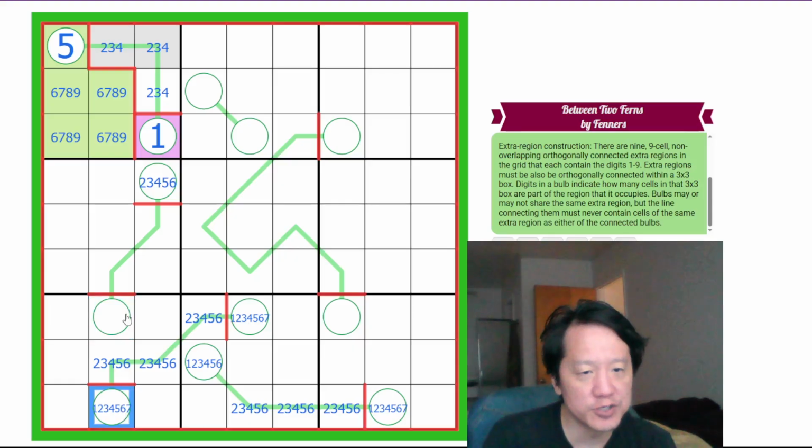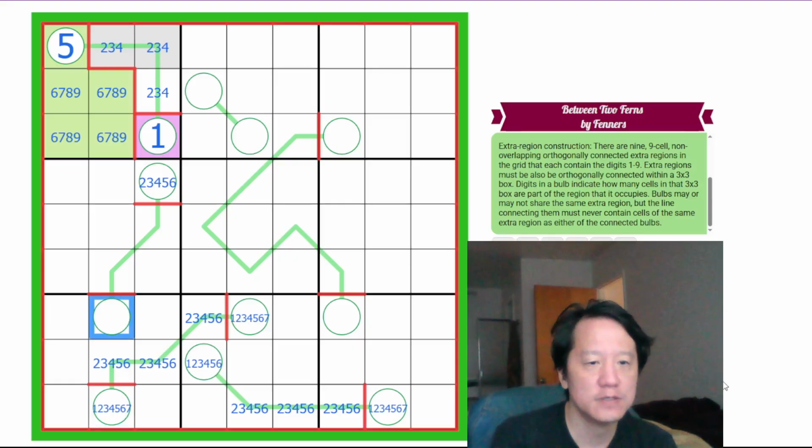These have to be different regions, so it could be up to 8. It has to go out, so it can't be 1. So this is 2 through 8 there.